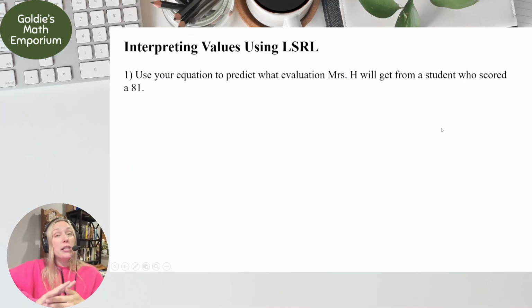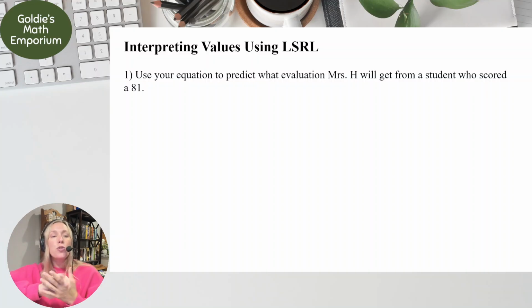Now, what can we do with the least squares regression line? The big things are going to be predicting values and interpreting the slope and y-intercept. So like number 1, the question says, use your equation to predict what evaluation Mrs. H will get from a student who scored an 81.